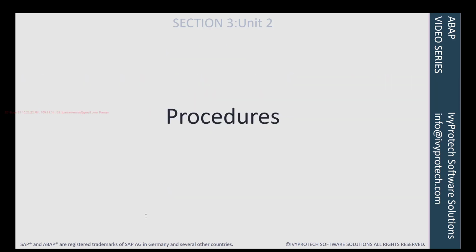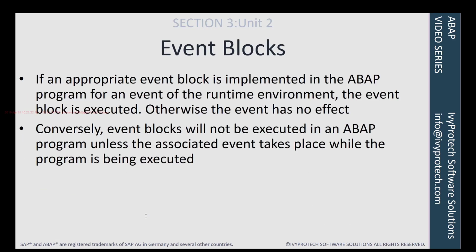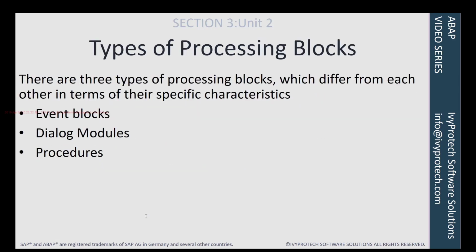So processing blocks can be broadly classified as event blocks, dialog modules, and procedures. Just to summarize, event blocks are introduced with event keywords. They end implicitly when the next processing block starts. They do not support local data. So if you define or declare something within an event block, it is considered to be a global data object. They do not support any parameter interface, so you cannot pass any parameters to these events, and they are called by the runtime environment. So you cannot explicitly call these events in your ABAP program.